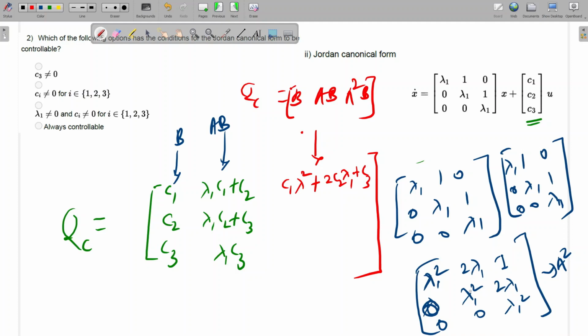Okay. Again 0, lambda 1 square plus 2 lambda 1, so this will be C2 into lambda 1 square, and 2 lambda 1 into C2. No, it will be the last one. So last, C2 is here, C2 into lambda 1, and last is C3, 2 lambda 1 into C3. Again the third, if we multiply the first 0, 0 and lambda 1 square into C3, so lambda 1 square into C3. Correct? Is it clear up to now?